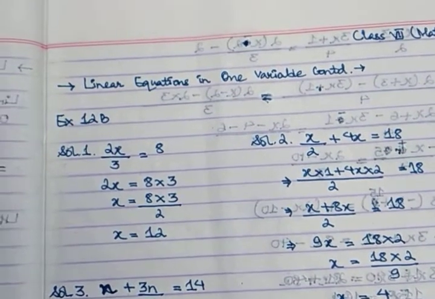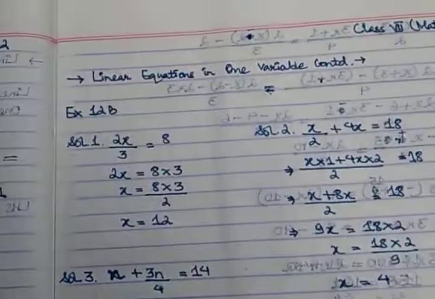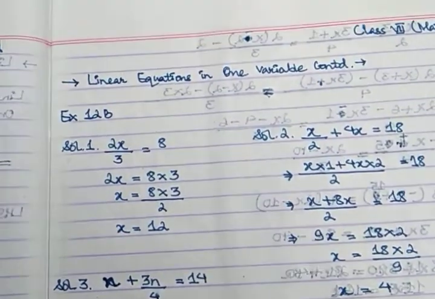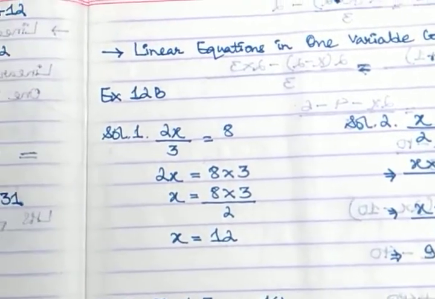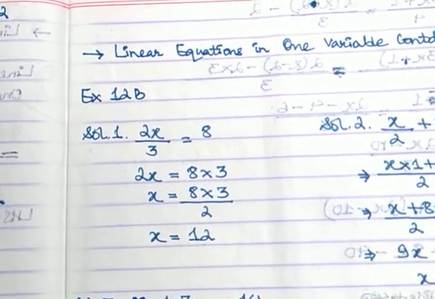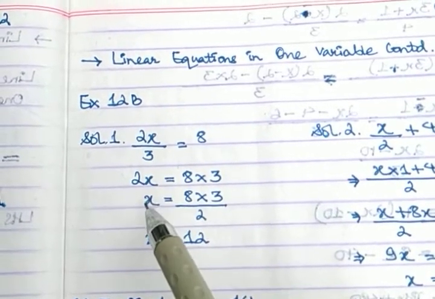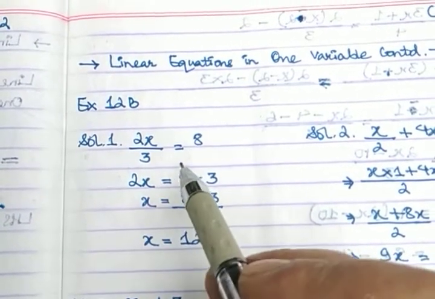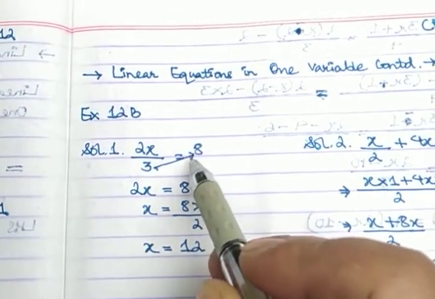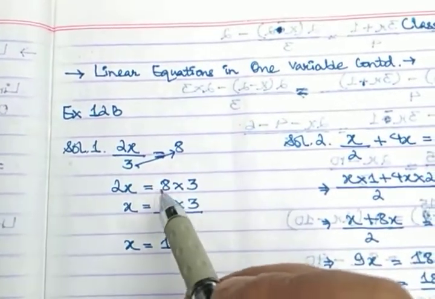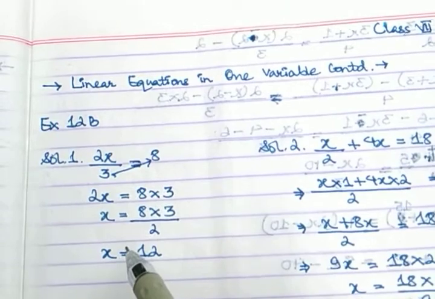Okay, so what I have chosen is from exercise 12b, question number 1, which is 2x divided by 3 equals 8. Now what do I see again here? Variables and a constant term in a division relation. What did I say? When a division goes to the other side, what happens? Multiplication, isn't it? This 3 will go to the other side and multiply 8. So 2x equals 8 into 3. It's also known as cross multiplication.